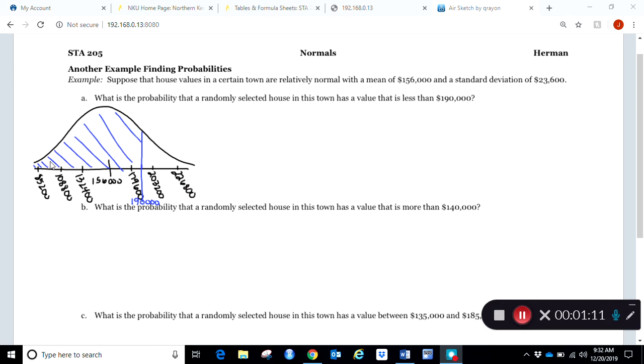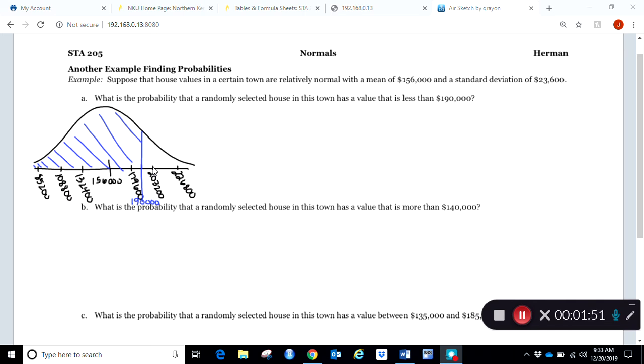Now a few things we could actually go ahead and talk through about this picture, remembering how this scale relates to our z-score calculation. Right at 156,000, that would correspond to a z-score of 0. Anytime I'm to the left of that value, my z-score would be negative. Anytime I'm to the right of that value, my z-score would be positive. So I know at this point that this z-score will be positive. More specifically, it's going to be between positive 1 and positive 2, since it falls between 1 and 2 standard deviations above the mean.